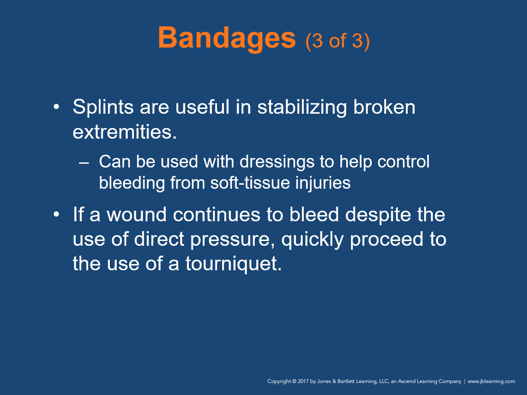Now, air splints and vacuum splints are useful in stabilizing broken extremities and can be used with dressings to help control bleeding from soft tissue injuries. If a wound continues to bleed despite the use of direct pressure, quickly proceed to the use of a tourniquet, again following local protocols.